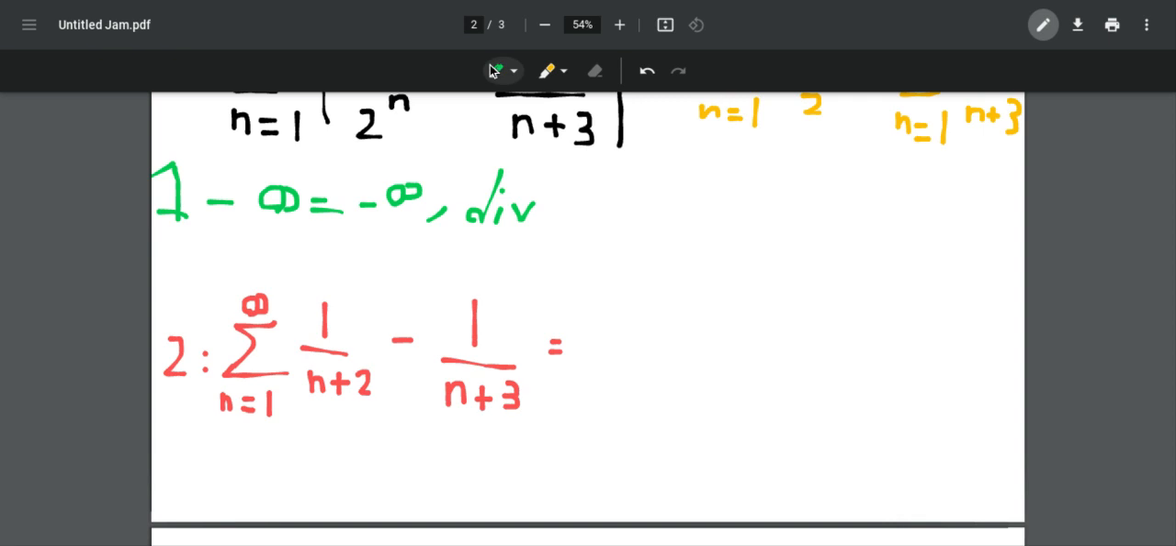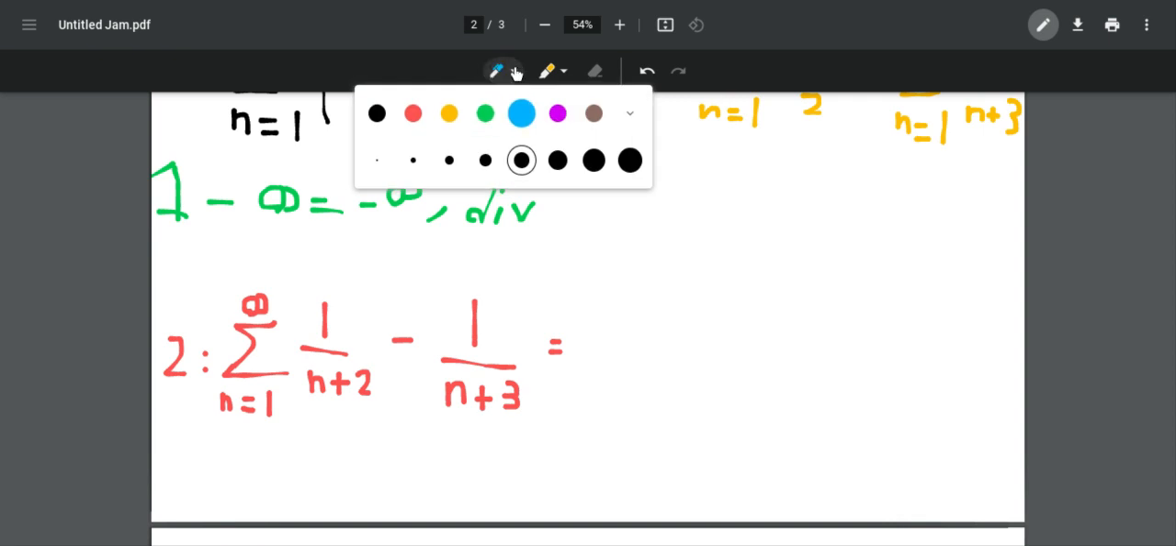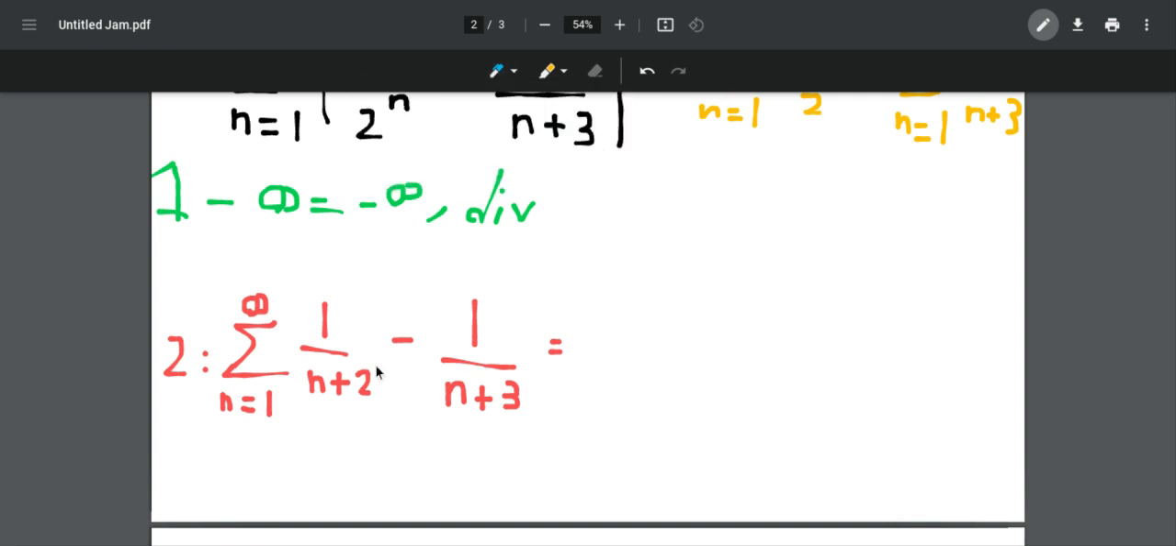The second example is actually a type of telescoping series, and for evaluating telescoping series, first we take the fractions 1 over n plus 2 and 1 over n plus 3. Now we can analyze and see that the denominators differ by 1. N plus 2 differs by 1 from n plus 3. So we take one term from the first fraction. When we put 1 in the first fraction, we just get 1 over 1 plus 2, 1 over 3.